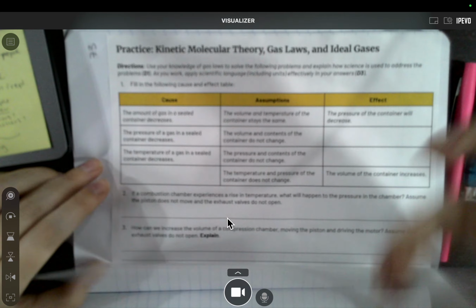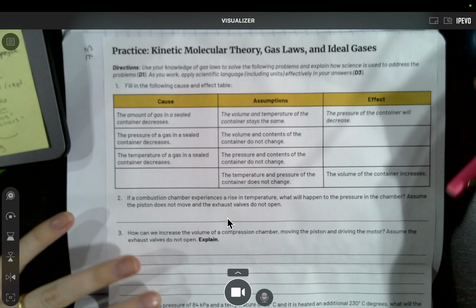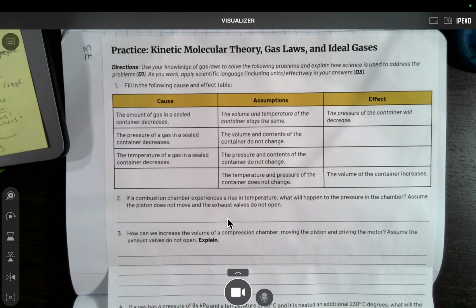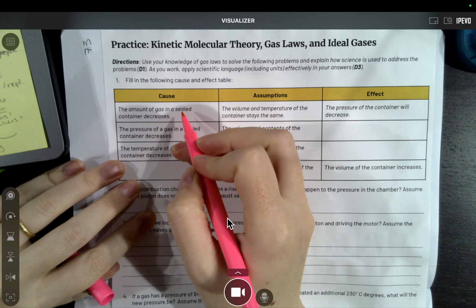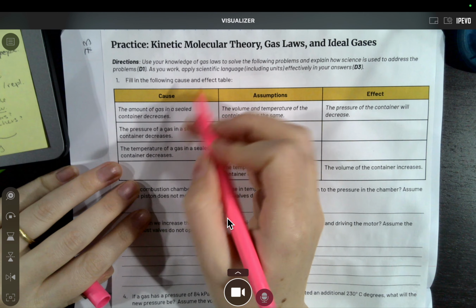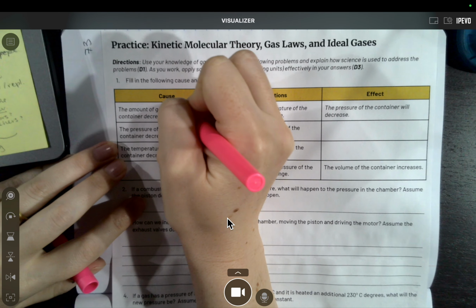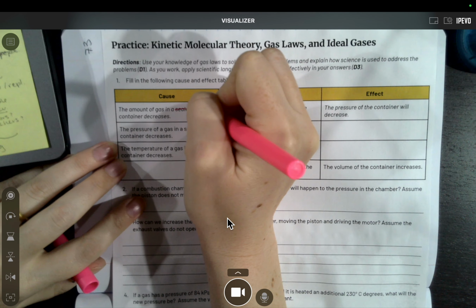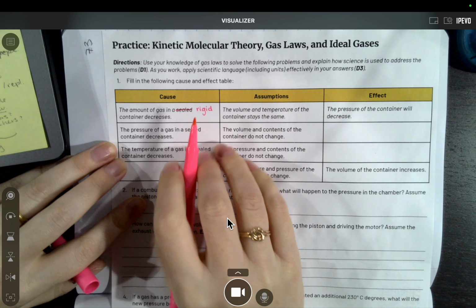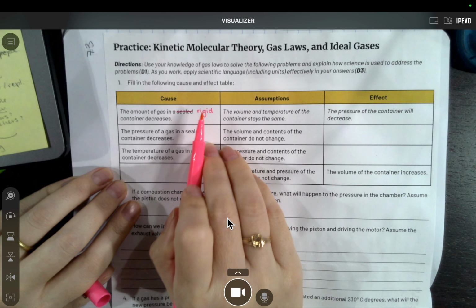So this starts out with a cause and effect table. So I actually made an error here though. Sealed container means that no amount of gas can get in or out. So actually this should have said rigid container. Sorry about that. Rigid means the volume can't change.